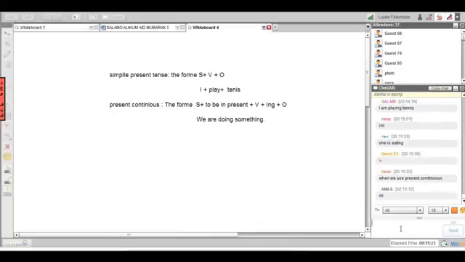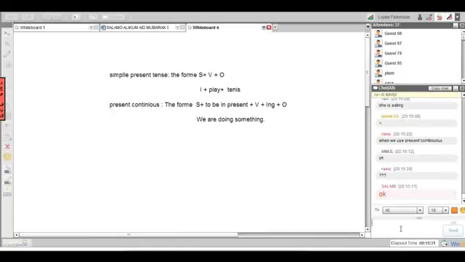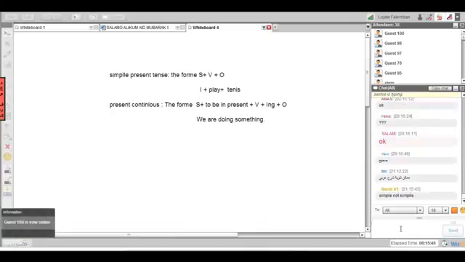Okay, as an example, we shall give the subject. We shall give the subject's pronoun we are doing something, whatever. Okay, we have here the subjects, to be in present, the verb to do, the ing, and the objects.